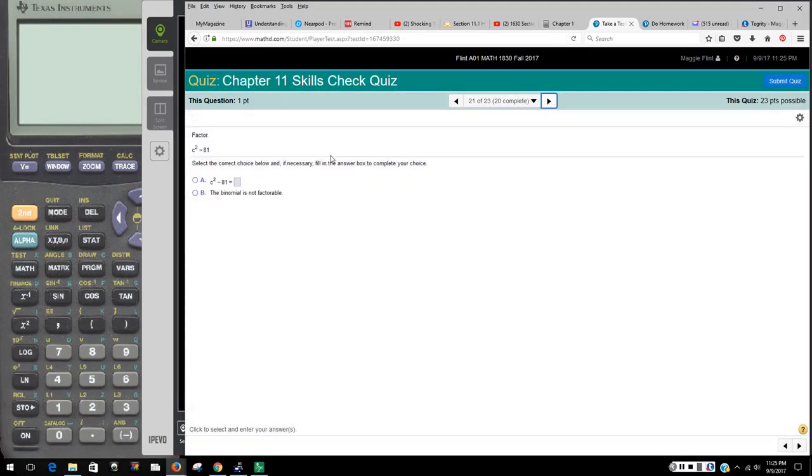They want us to factor this equation, or this expression, sorry, it's not an equation. For those of you that recognize this is the difference of two perfect squares, you can go ahead and factor this, knowing it's the difference of two perfect squares. For those of you who do not recognize that this is the difference of two perfect squares, let's review.